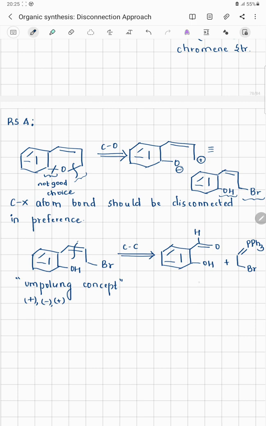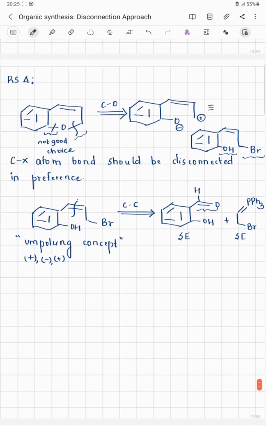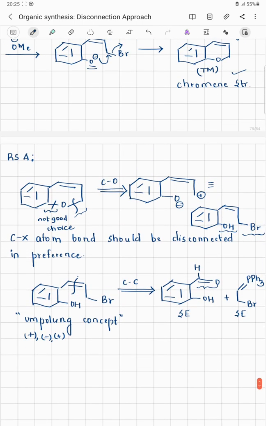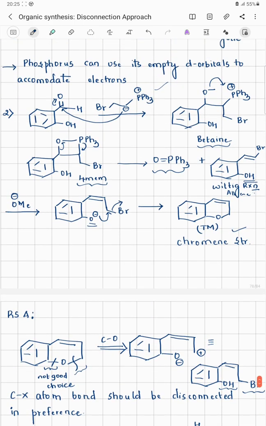This is going to give me C single bond C cleavage and C double bond C cleavage, which is going to end up in an aldehydic system, and it is going to give me an ylide system. So these two become my synthetic equivalents. One is ortho-hydroxybenzaldehyde, the other one is phosphonium ylide, so that I will be able to achieve my target molecule. How we can achieve this target molecule we have already seen.